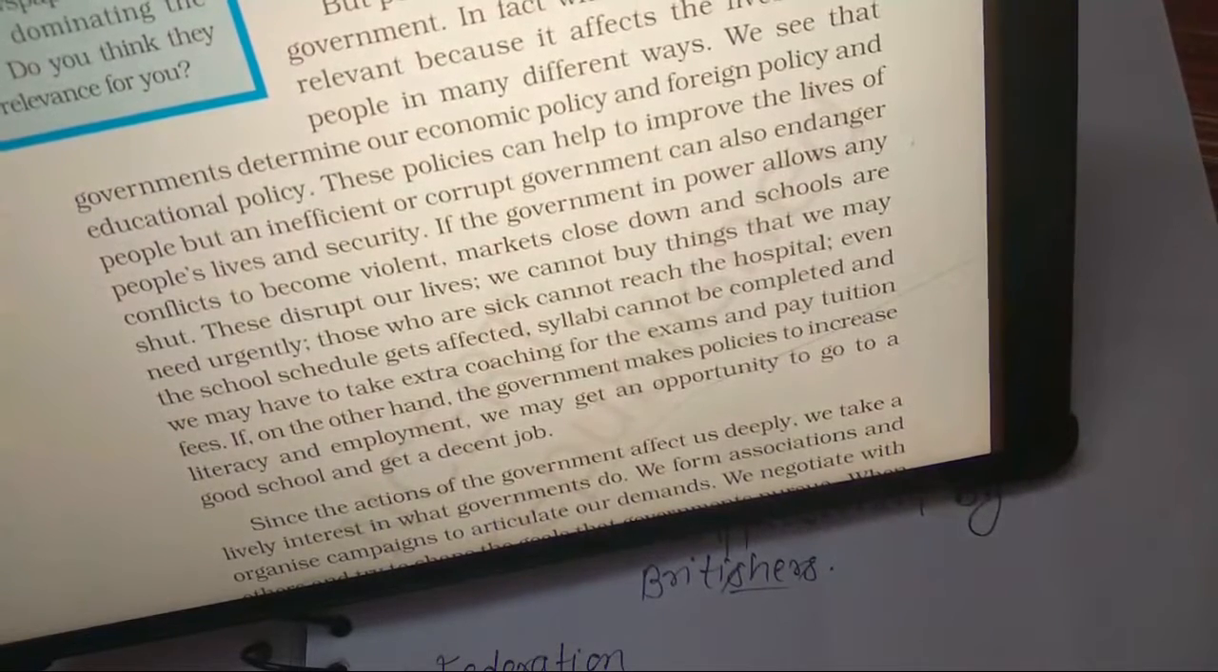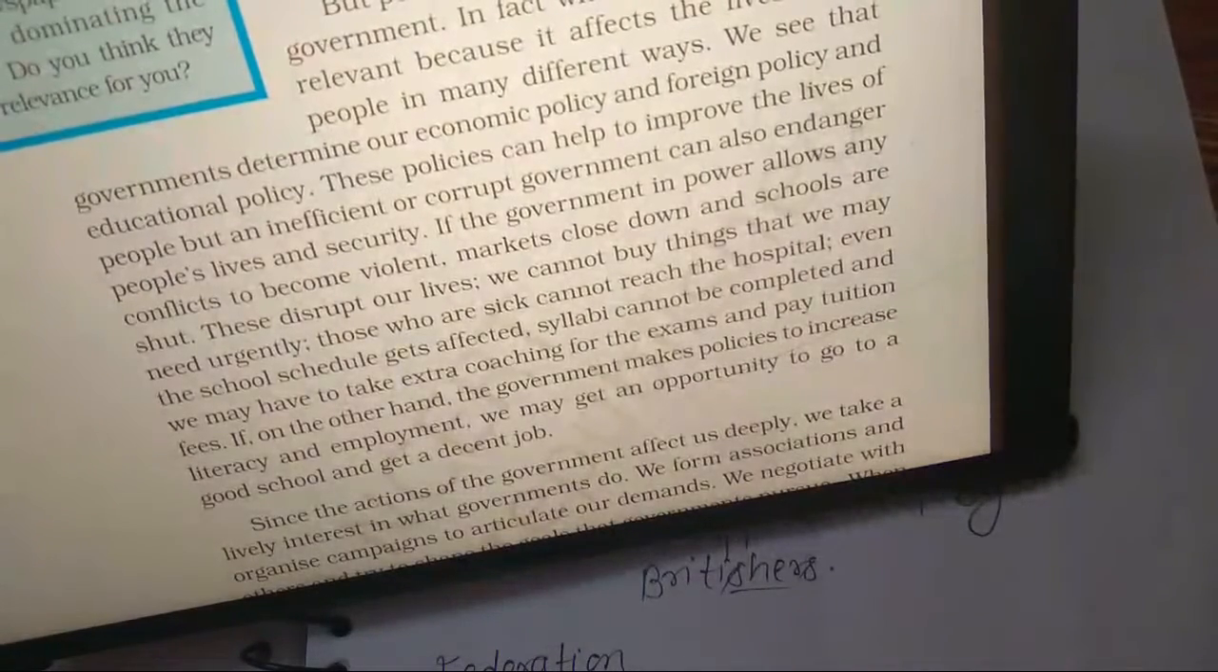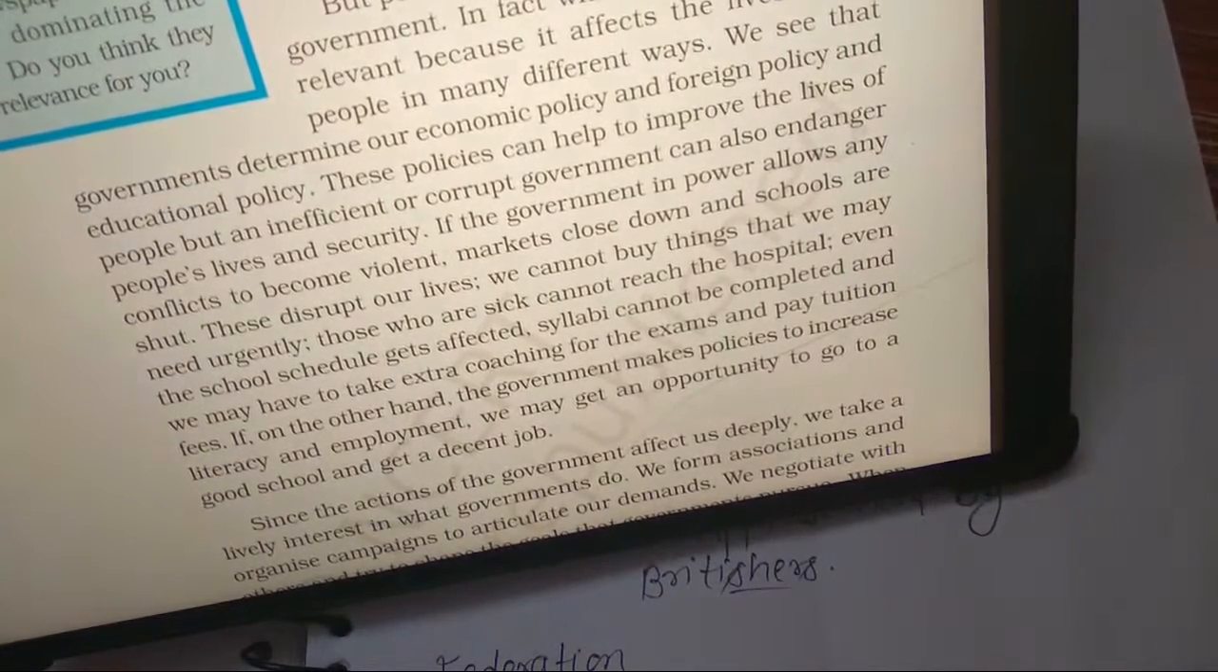If on the other hand, the government makes policies to increase literacy and employment, we may get an opportunity to go to a good school and get a decent job.